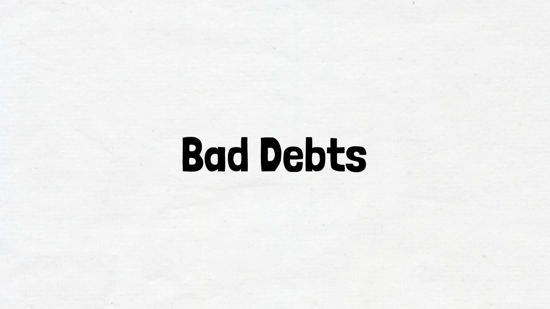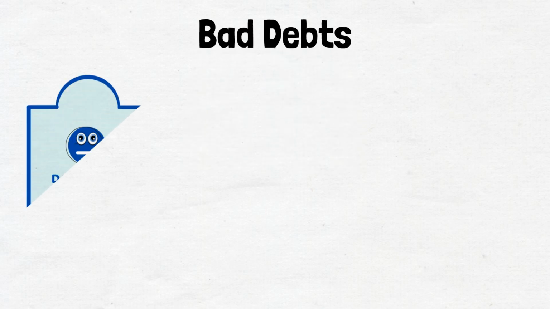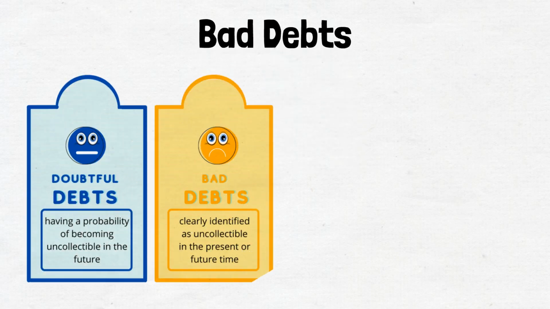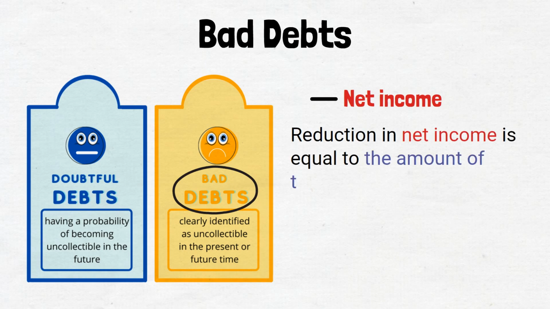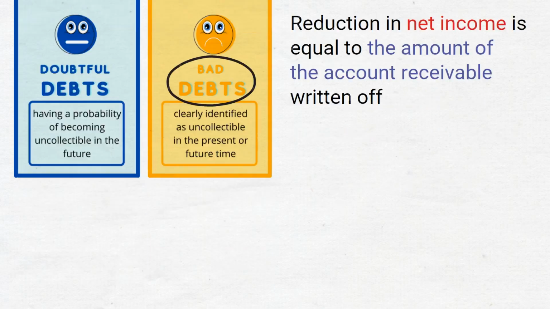Bad debts. The write-off of a customer's account receivable under the allowance method reduces the accounts receivable and the allowance for doubtful accounts by the same amount. There is no effect on the company's total assets. However, there is a decrease in net income as bad debt expense is recognized in the same period as the related sale, and the write-off of the account is an adjustment to the estimate of bad debts made earlier in the period. The reduction in net income is equal to the amount of the account receivable written off, less any allowance previously set up for that account.